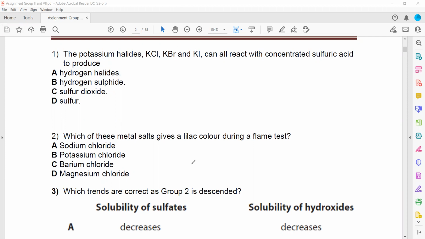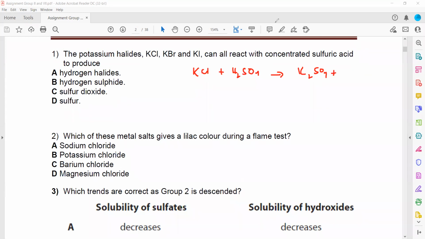So what could be the product formed when concentrated sulfuric acid reacts with the potassium halide? Whenever we have sodium halide or potassium halide, first there is an acid-base reaction. For example, if KCl reacts with H2SO4, as a result it will produce K2SO4 plus HCl, or it can produce potassium hydrogen sulfate, KHSO4, can also be produced.